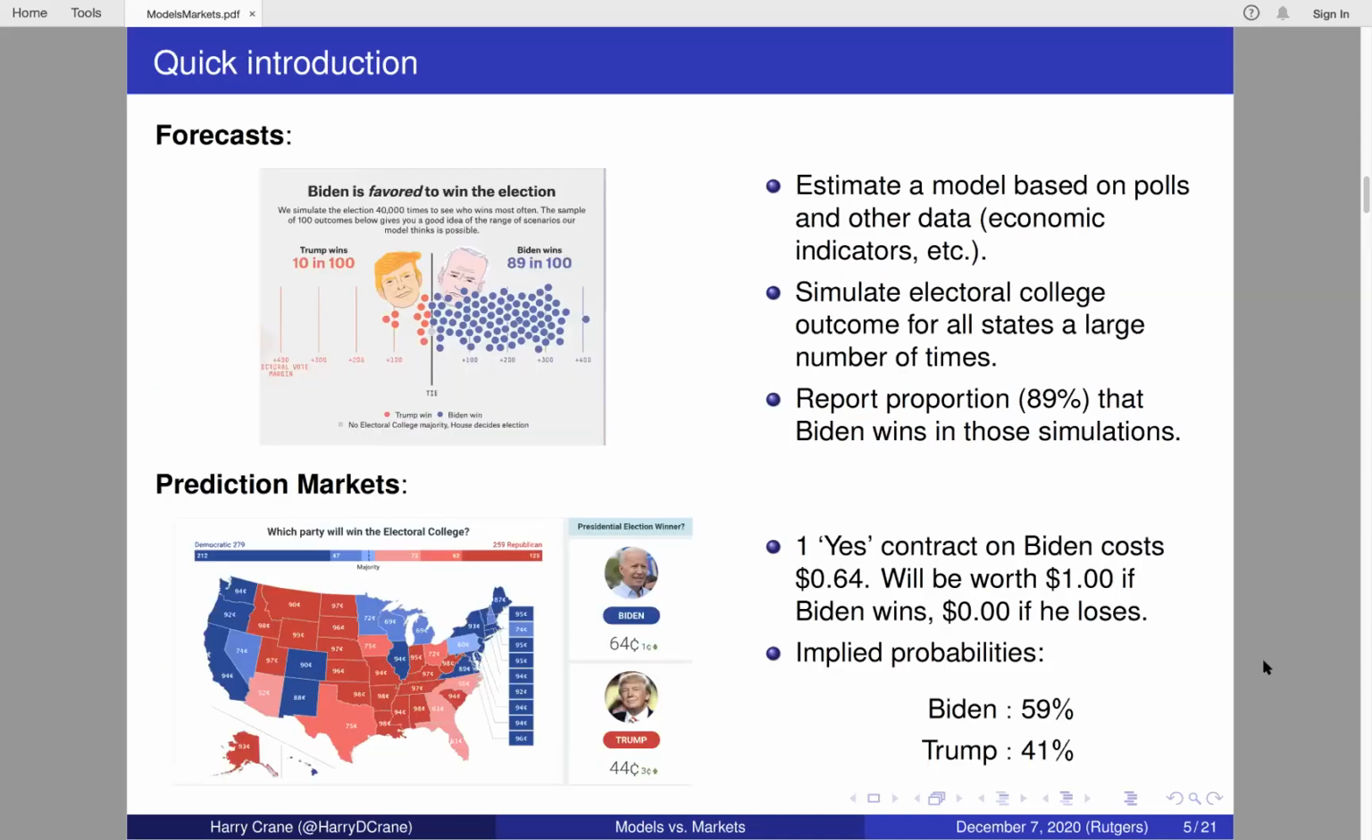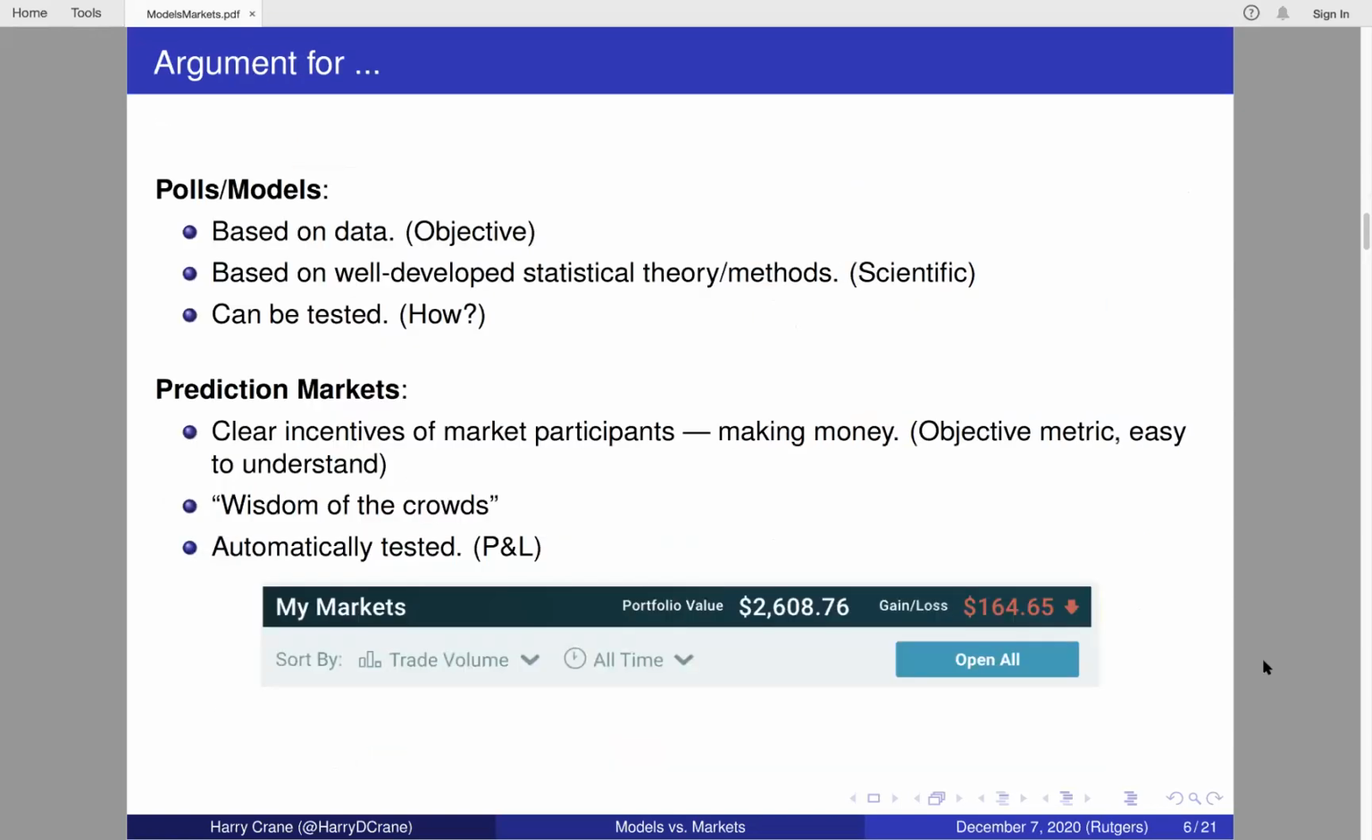All right. So these are the two options that we have, at least for what I'm entertaining here. And there are arguments for and against both of them. Okay, so arguments for polls and models. A lot of people argue in favor of statistical models and in favor of the polls, and they still do, is that, for one thing, we know what the input is.